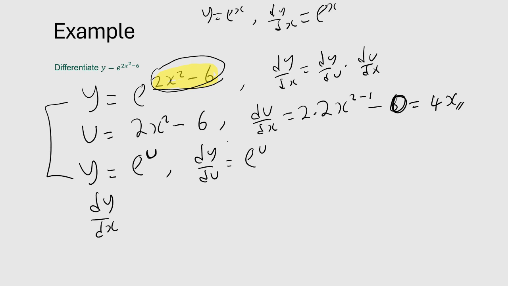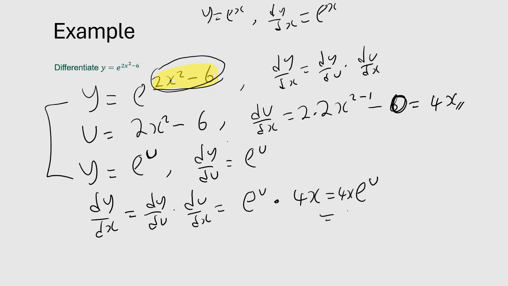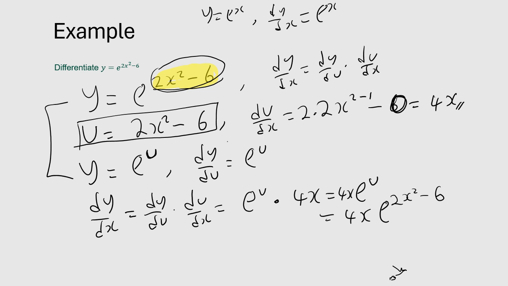Then our dy over dx will just be dy over du times du over dx. So this is our dy over du, exponential u, times du over dx, which is 4x. Whenever we are multiplying the exponential by something, it's better to put it behind the exponential. So 4x exponential u. Let's substitute back our u. We said u is 2x squared minus 6. So this is 4x exponential 2x squared minus 6.